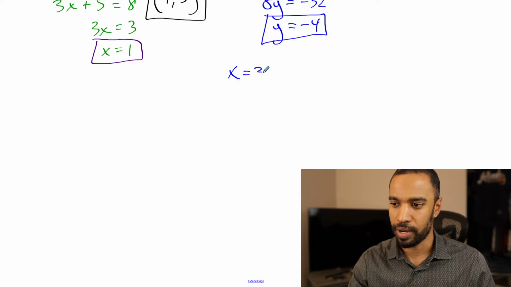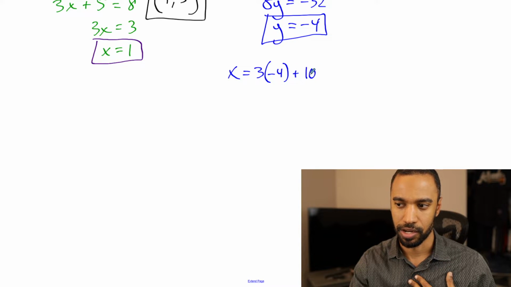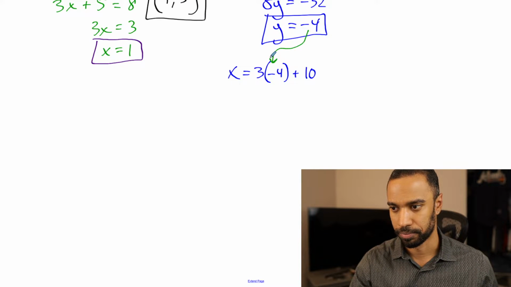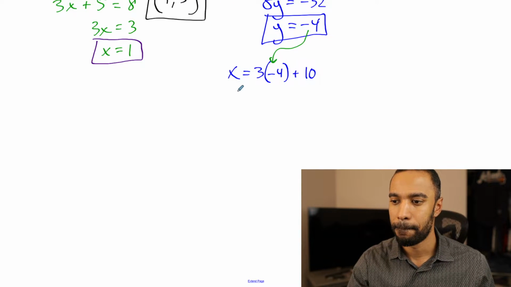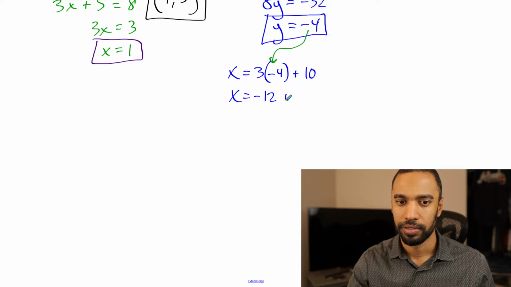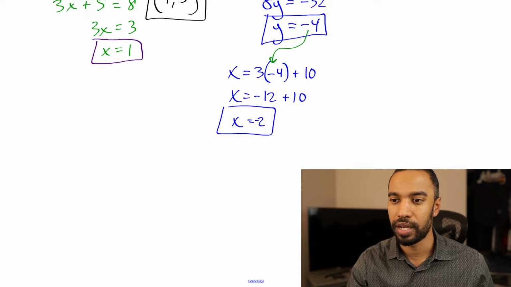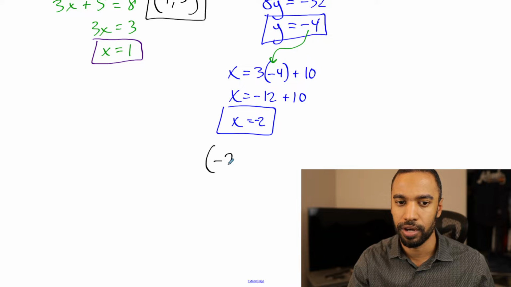x equals 3y plus 10. Notice, y equals negative 4, and another substitution is occurring: 3 times negative 4 plus 10. That's negative 12 plus 10, which is negative 2. So our final solution for this one is when x is negative 2, y is negative 4. That's negative 2, comma, negative 4.